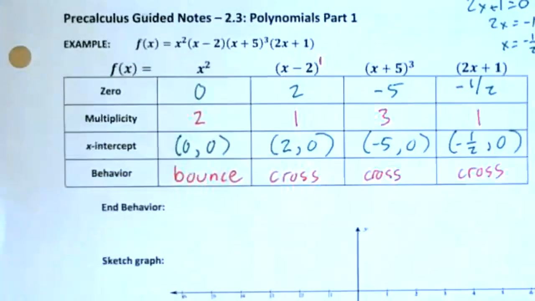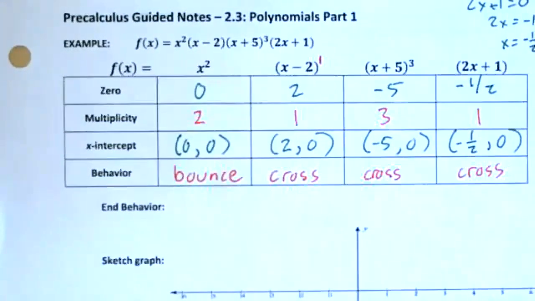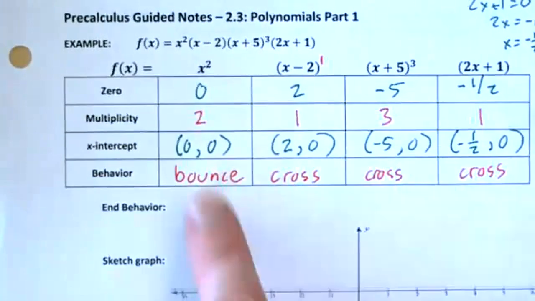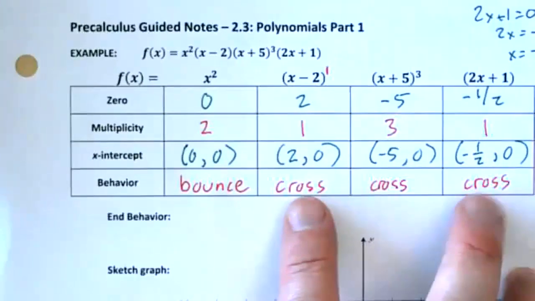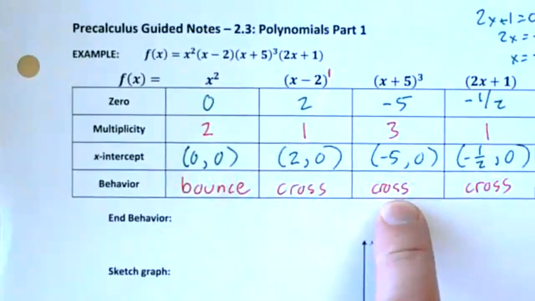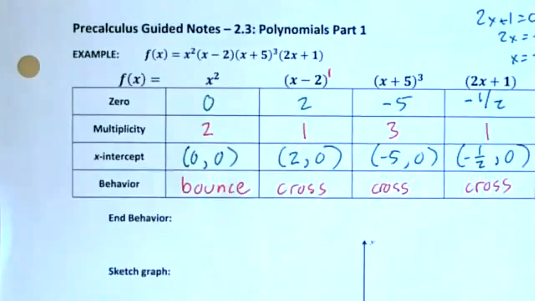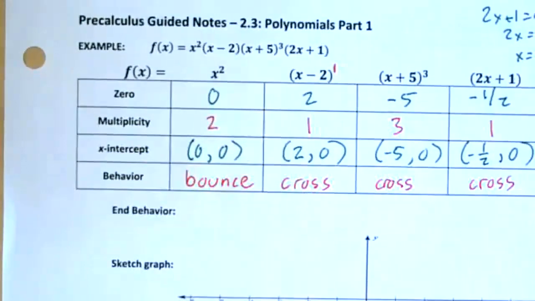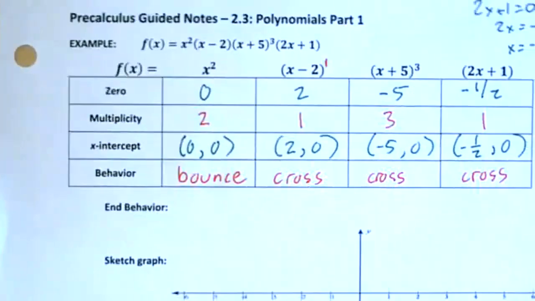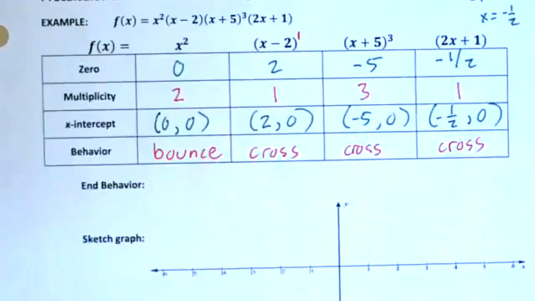So we got 3 places on our graph where the graph is going to cross the x-axis, one where it's going to bounce. And what I'm expecting to see when I do graph this is that when we cross at -5, we're not just going to cross it, we're going to make a little bit of a swoop as we cross it. We're going to sort of flatten and make an S shape. All right, we almost have enough information to hand draw this graph.